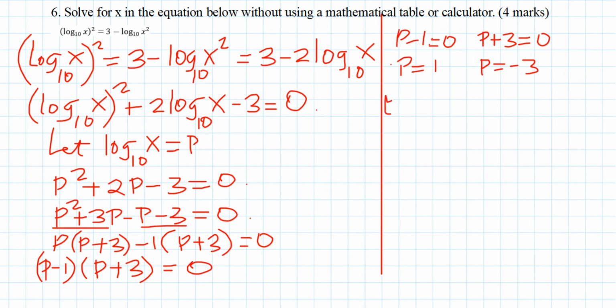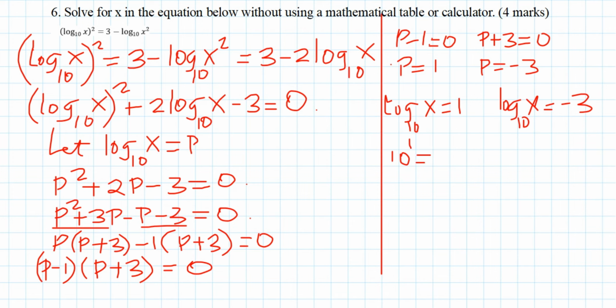So since we had made the value of p to be the log to base 10 of x, we say that the log to base 10 of x is equal to 1, or the log to base 10 of x is equivalent to negative 3. And now at that point, we can convert from the logarithmic form into index form, so that now we can get the value of x.